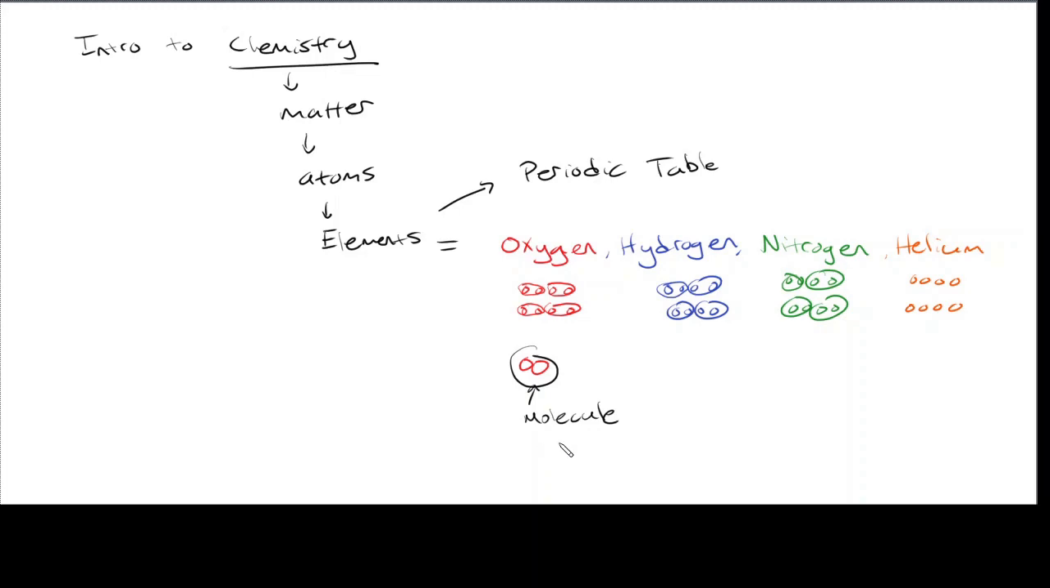So this molecule has in it 2 oxygen atoms. Okay? Again, these would be hydrogen molecules, these pairs. These would be nitrogen molecules, these pairs. And then these would not be helium molecules. These would be helium atoms. Again, these are not helium molecules because they're not attached to each other. Because the way helium works is that it likes to stay on its own.